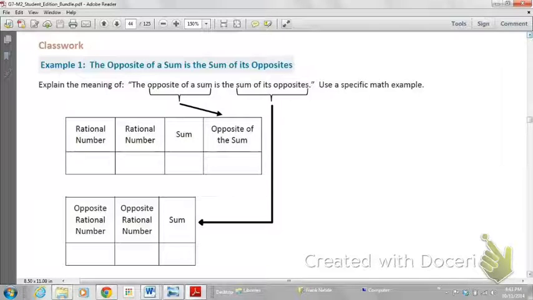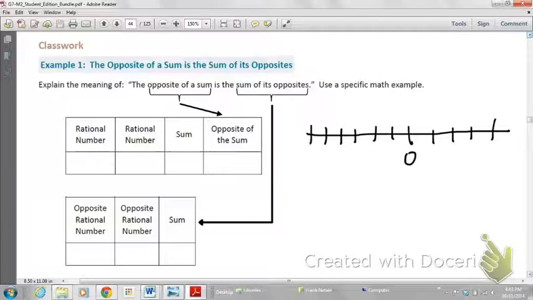The classwork for this lesson would have had students walking in the classroom and picking a card, and in the front of the classroom there would be a number line. This number line would, of course, have the positive side and the negative side, with 0 there in the middle.